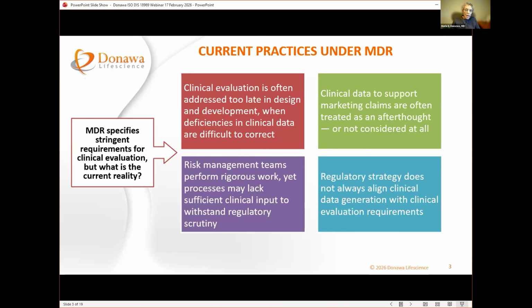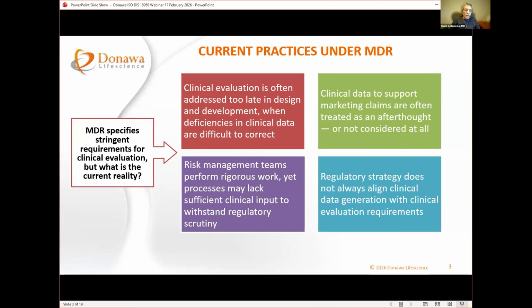Clinical data to support marketing claims. You know, companies consider marketing claims, clinical marketing claims, sometimes very important. And very often they're treated as an afterthought. They're not even addressed early in the design and development, or they're not addressed in a systematic way when you are developing your clinical study documentation.